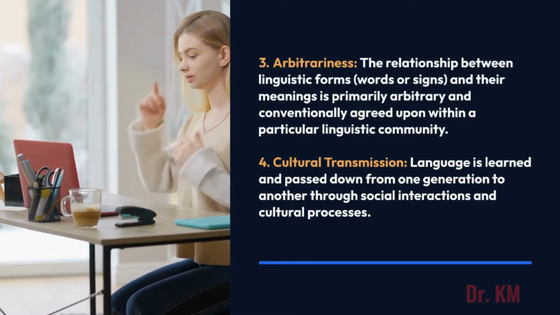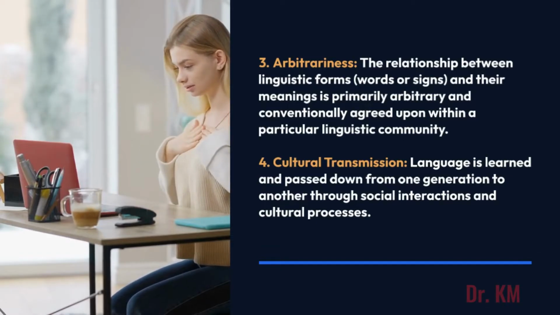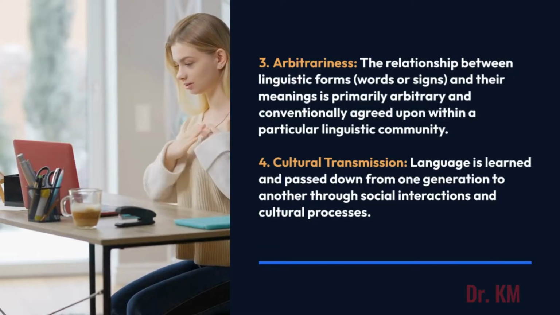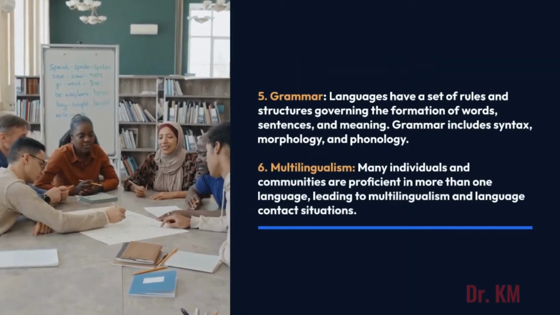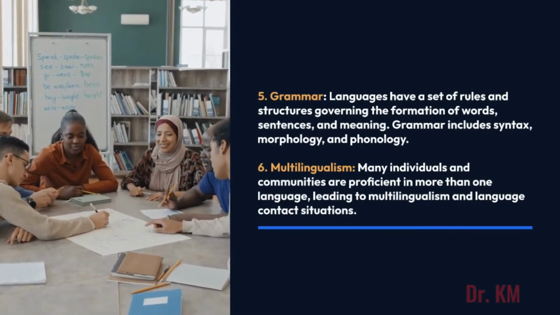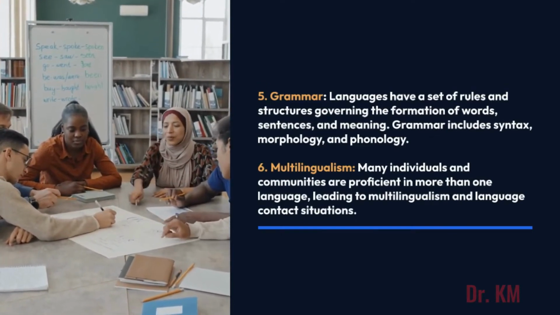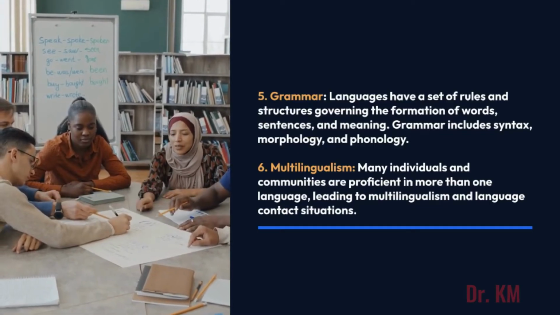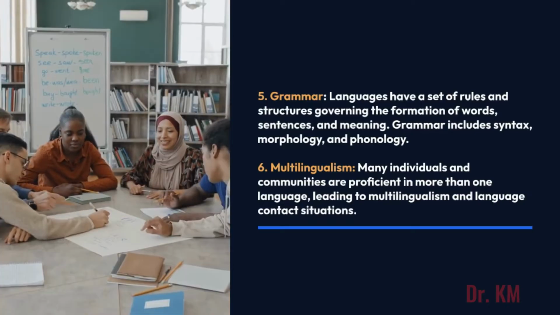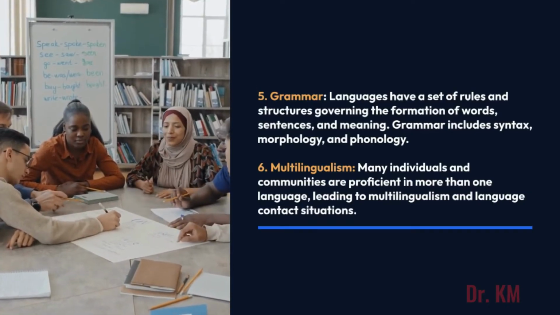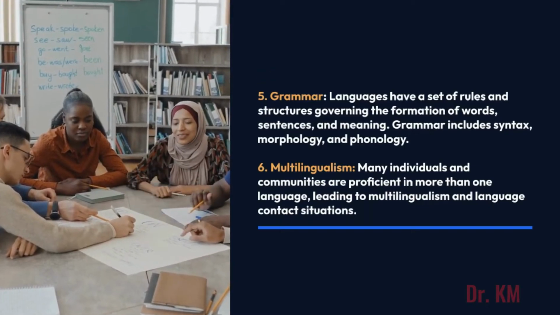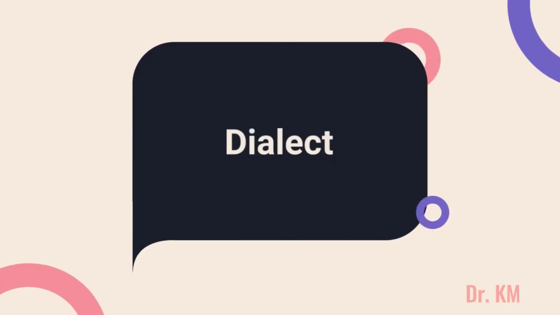Cultural transmission. Language is learned and passed down from one generation to another through social interactions and cultural processes. Grammar. Languages have a set of rules and structures governing the formation of words, sentences, and meaning. Grammar includes syntax, morphology, and phonology. Multilingualism. Many individuals and communities are proficient in more than one language, leading to multilingualism and language contact situations.